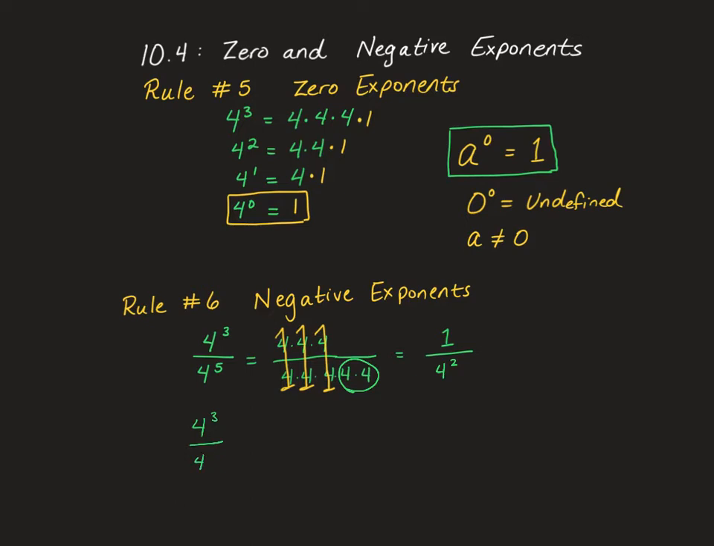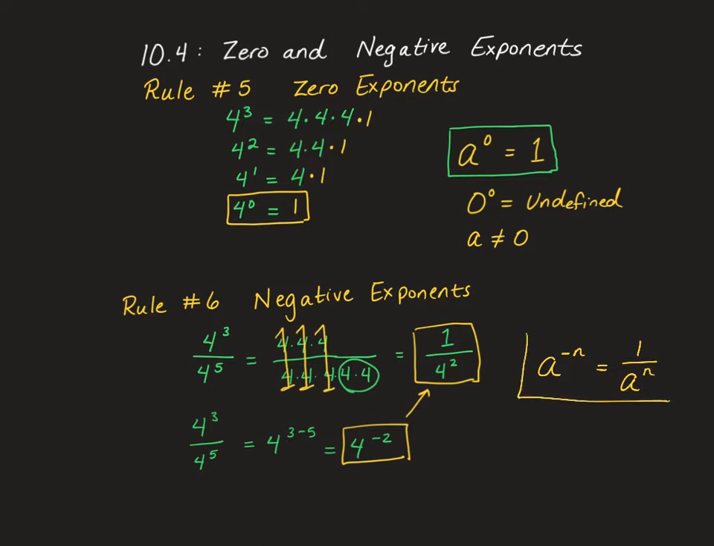Okay, so let's think about a different way to do this same problem that we've learned before, and that is that whenever you have a quotient like this, you need to subtract the exponents. So this would be 4 to the power of 3 minus 5, which is 4 to the power of negative 2. So what that tells us is that 4 to the power of a negative 2 is the same as 1 divided by 4 to the power of a positive 2. So the overall rule for this is that any number to a negative exponent, a to the power of negative n, is equal to 1 over a to the power of positive n. And so this is the overall rule.